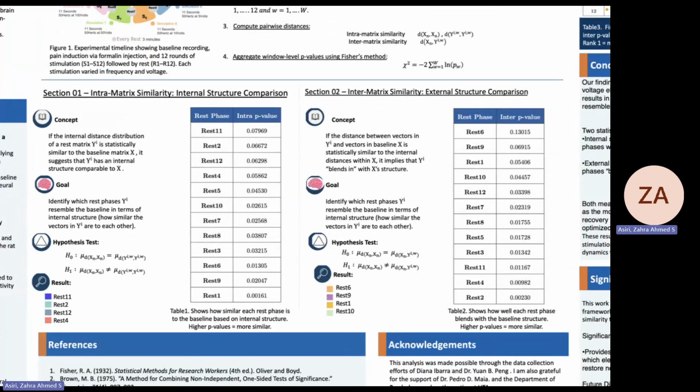Intra-matrix similarity tells us how internally consistent the brain signals are during each rest phase. Higher similarity to the baseline means better recovery. Top performers here are rest 11, rest 2, rest 12, and rest 4. Inter-matrix similarity tells us how well each rest phase blends with the baseline when their signals are mixed. The closer the patterns are, the better the recovery. Rest 6, rest 9, rest 1, and rest 10 ranked highest in this category.